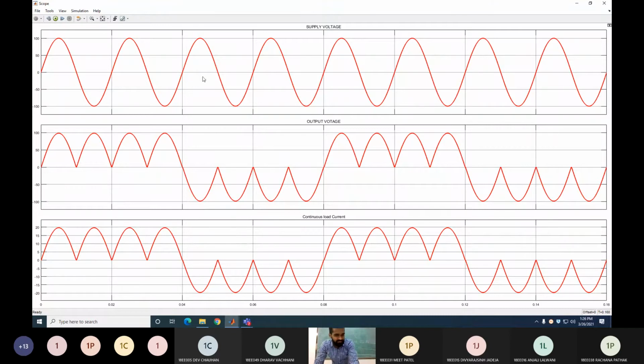Clear? So if your supply frequency is 50 Hertz, then how much is this frequency? 50 by 4 Hertz. All of you understand this concept? Yes or no? Is there any doubt in the logic of the pulse generator? Anyone?